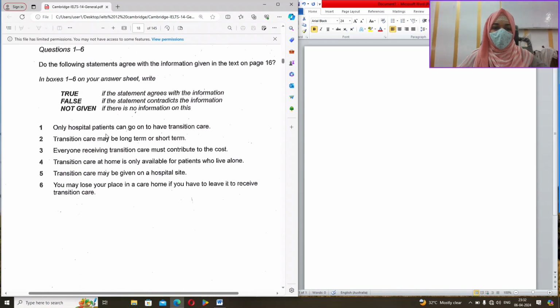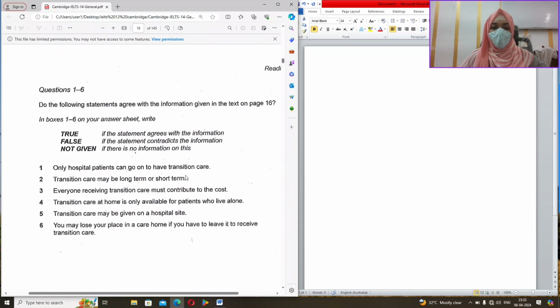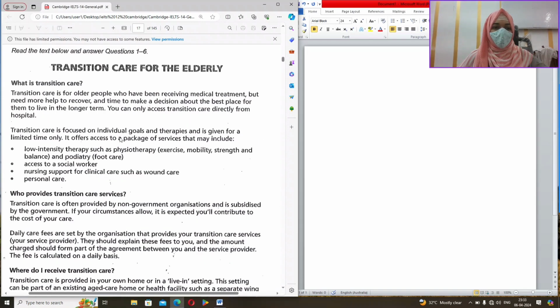Only hospital patients can go on to have transition care. Means here it is being said that only hospital patients can go for transition care, outpatients cannot go, or others cannot, only hospital ones, not home ones. Got it. Now what is the keyword? Hospital patients. Look carefully at the prepositions also. Okay, now let's find it.